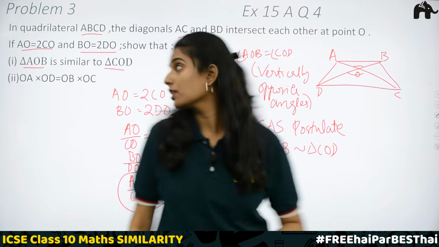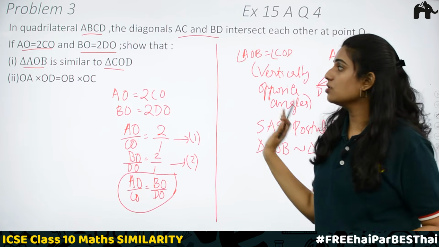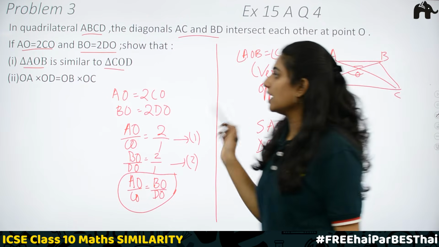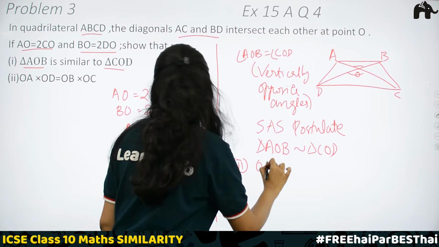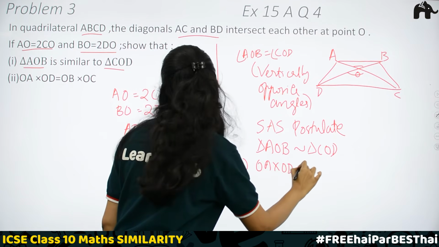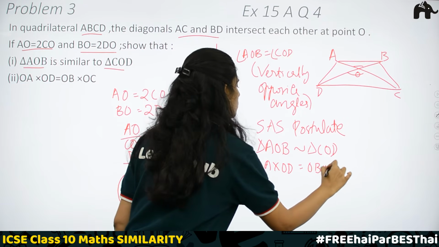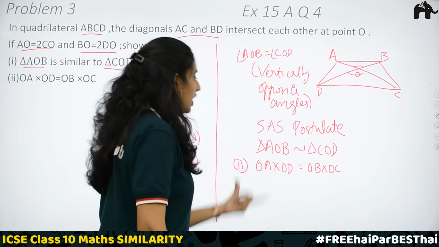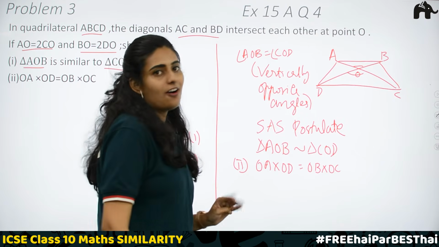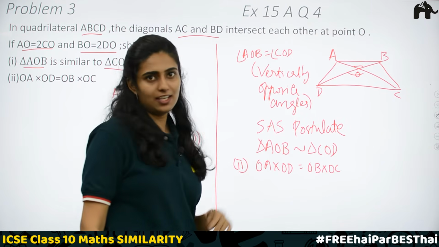Okay. So this is how we can show that these two triangles are similar. Now the second part we have to prove OA into OD equal to OB into OC. What to do? We have the ratio of corresponding sides of the similar triangles equal.